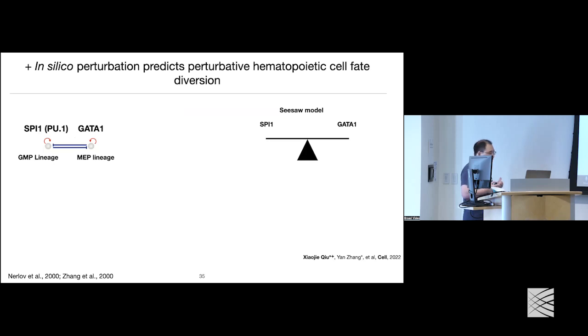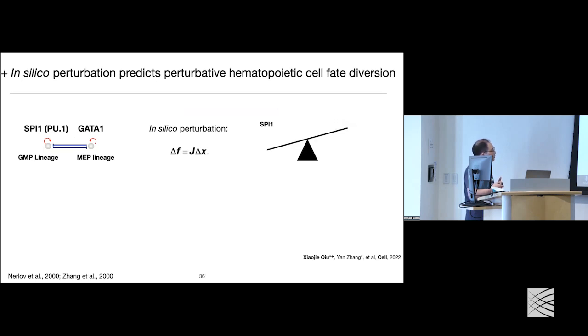So to further showcase the predictive power of our approach, we designed the in silico perturbation method. Here I'm going to highlight one perturbation prediction on this PU.1 GATA1 network motif. Because PU.1 and GATA1 self-activate and mutually inhibit each other, it's like a seesaw model: if you suppress the expression of GATA1, then this balance will be broken and the cell will move towards the GMP lineage.